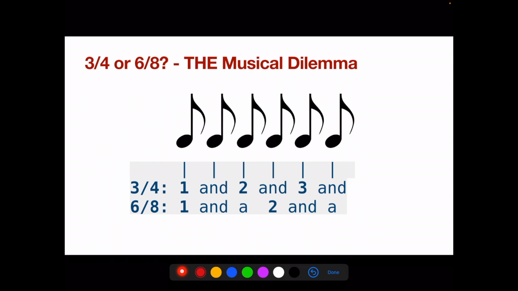In 3/4, we're going to count as 1 and 2 and 3. Let me make sure that you can visually see it as well. So basically here, it's going to be 1 and 2 and 3 and. And for 6/8, it's going to be 1 and 2 and 1 and 2 and. Depending on how you group it, it will tell you whether it's 3/4 or 6/8.